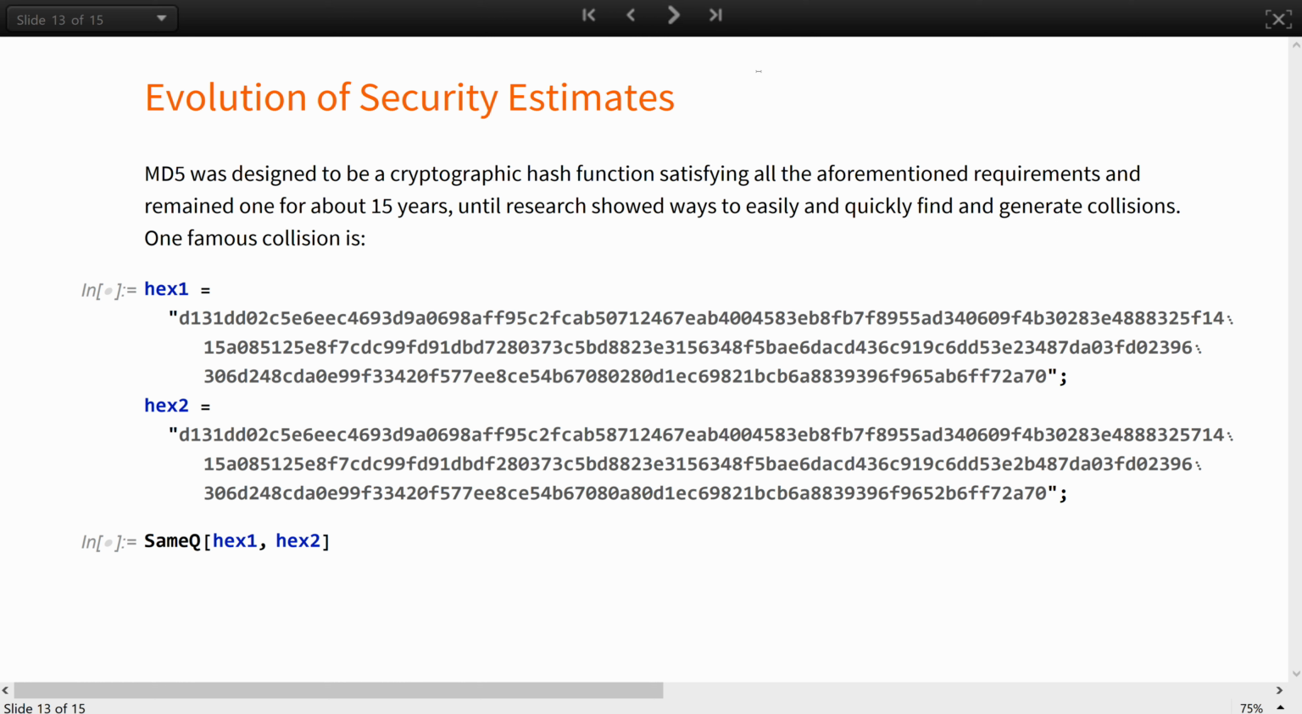When a hash function is said to be cryptographically secure, it is important to understand that such an honor is a temporary one, though perhaps it may remain intact for decades. For instance, MD5 was designed to be a cryptographic hash function satisfying all the aforementioned requirements and remained one for about 15 years, until research showed ways to easily and quickly find and generate collisions. One famous collision is these two quite long inputs.